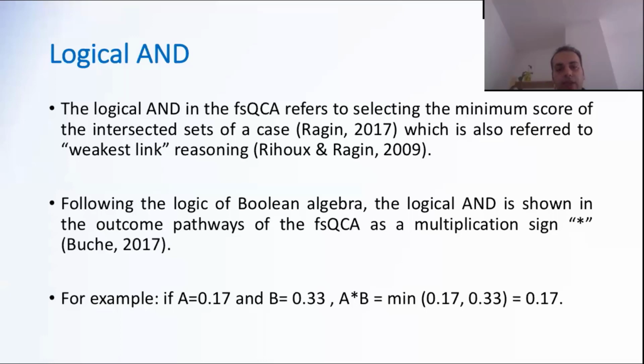In this case, if A is 0.17 and B is 0.3, then the shared part of these two sets is the minimum value of 0.17. So it is considered the weakest link. It is one of the logical Boolean signs which are used in fsQCA. And the main application of this Boolean sign is combinations of conditions that shape a sufficient condition for an outcome.